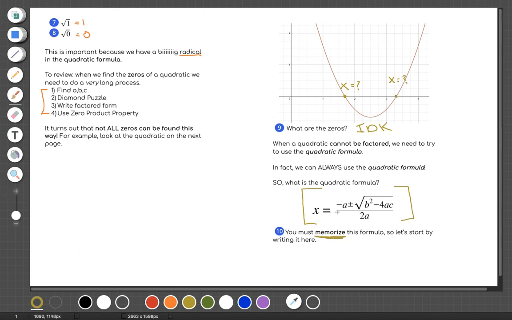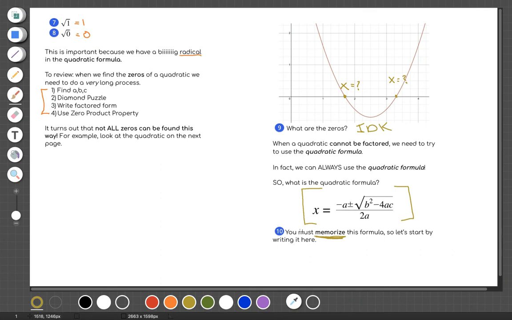But for right now, we just want to see it, and I'm going to say it first. X equals negative b plus or minus the square root of b squared minus 4ac all over 2a. That all over part's really important. That fraction bar needs to be over everything there. Okay.